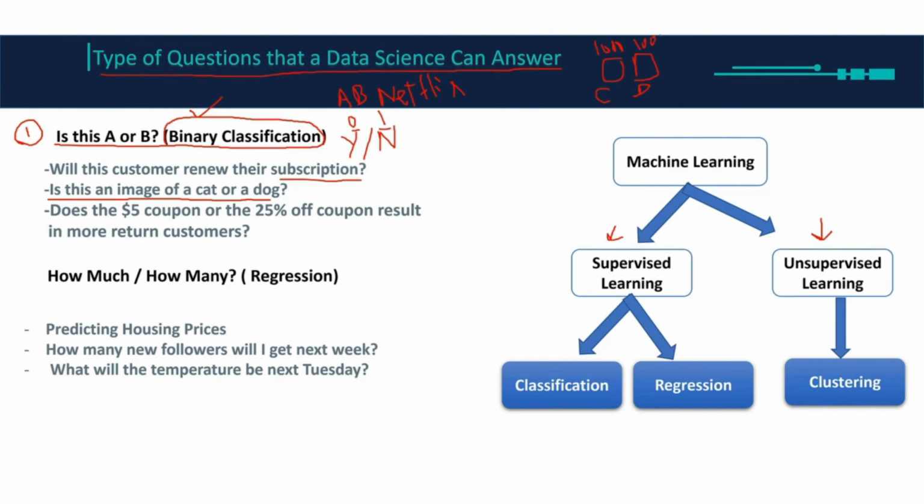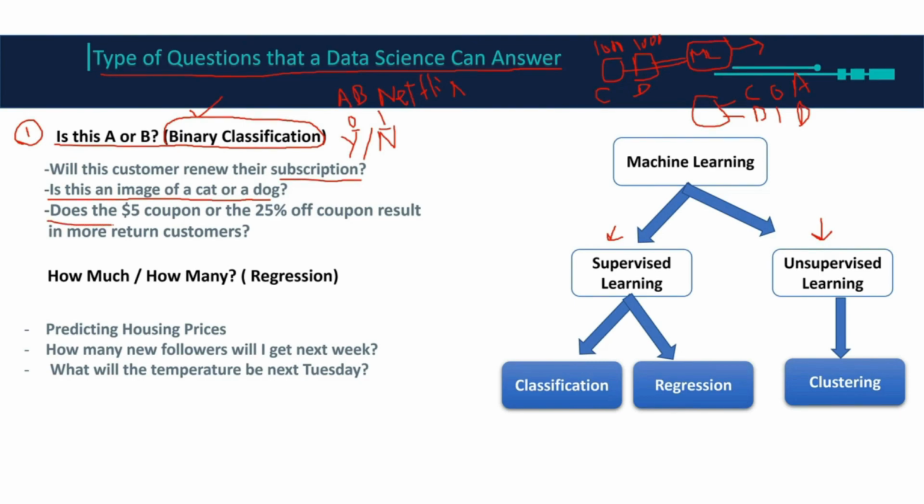images of each. And I'm going to throw both of them into the machine learning algorithm. It's going to take these images and learn from them, and then I'm going to give it a new image. And I want the machine learning algorithm to tell me if this is a cat or a dog, 0 or 1, A or B. So this is another example of binary classification.